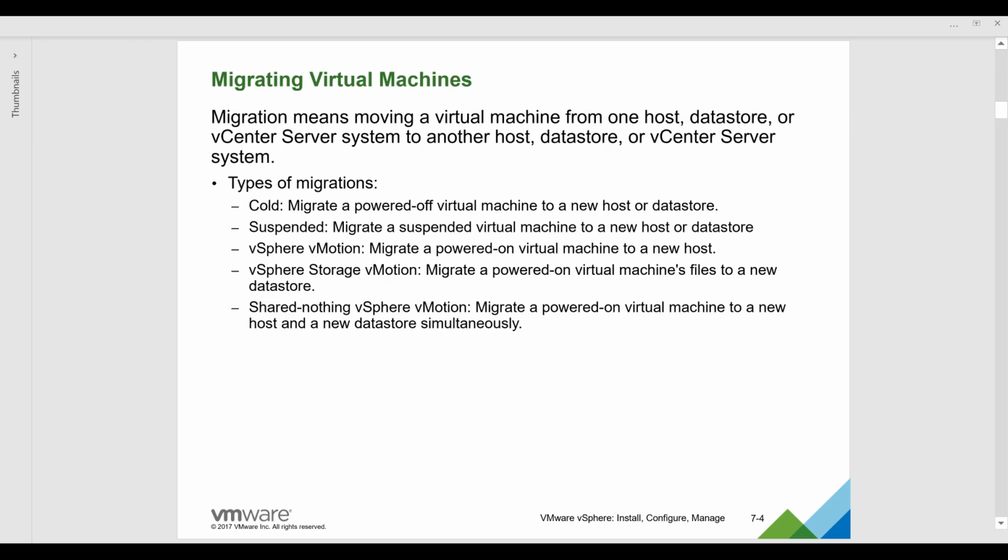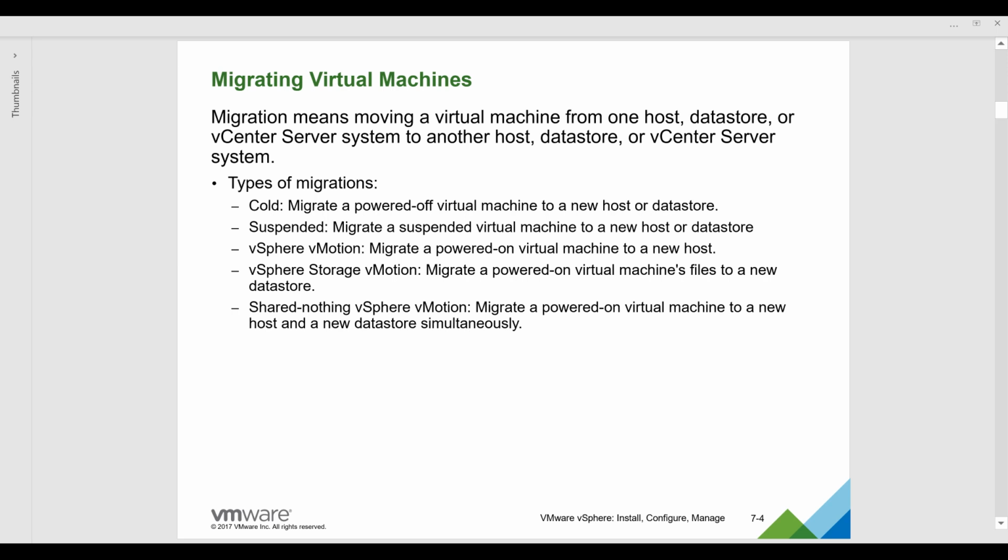Migrating virtual machines. Migrating a virtual machine is moving that virtual machine from one host to another. We can move its data store, or we can move it to another vCenter system. We can do a cold migration. This is where the machine is completely powered down. We can take that to a new host or data store. Suspended, the machine's paused. We can migrate it to a new host or data store while it's suspended.